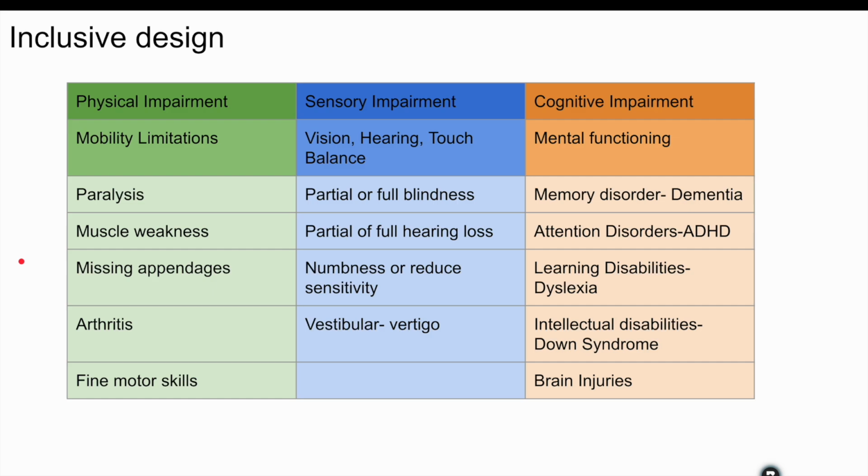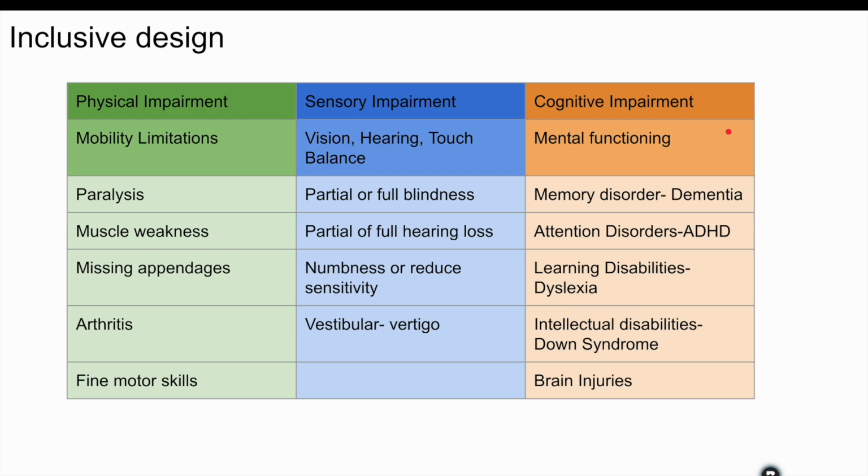Let's talk about some of the different impairments that people might have that we need to design for. So you might have physical impairments, and those might be mobility limitations like paralysis or muscle weakness, missing appendages, arthritis, or fine motor skill problems. You might have sensory impairment, so that might be vision, hearing, touch, or balance. So this could be partial or full blindness, partial or full hearing loss, numbness or reduced sensitivity, so that would be for touch, and then the vestibular system, so maybe somebody has vertigo.